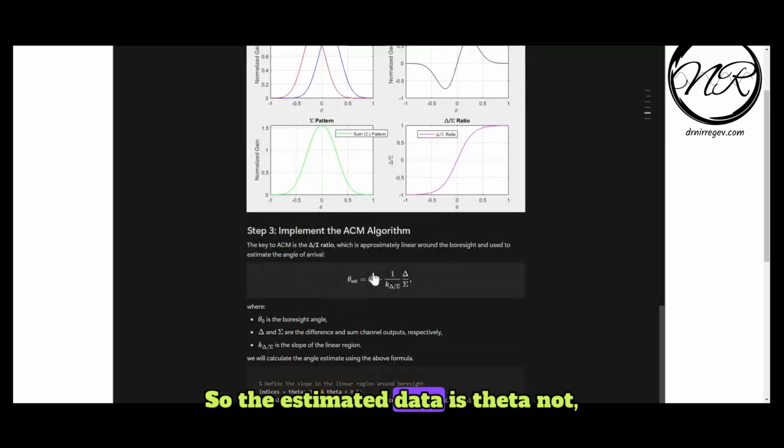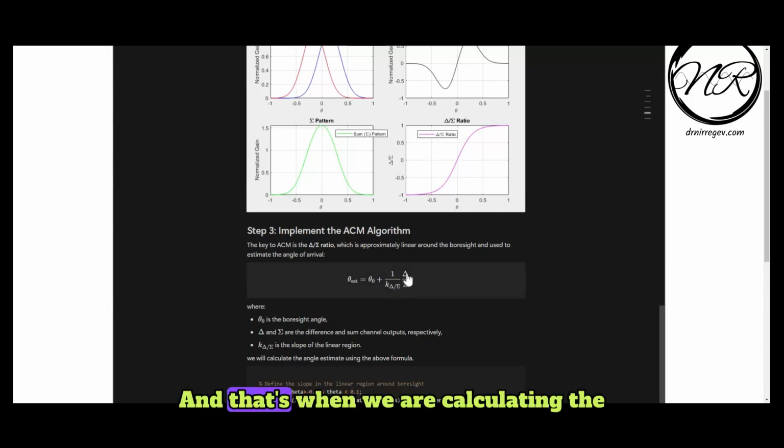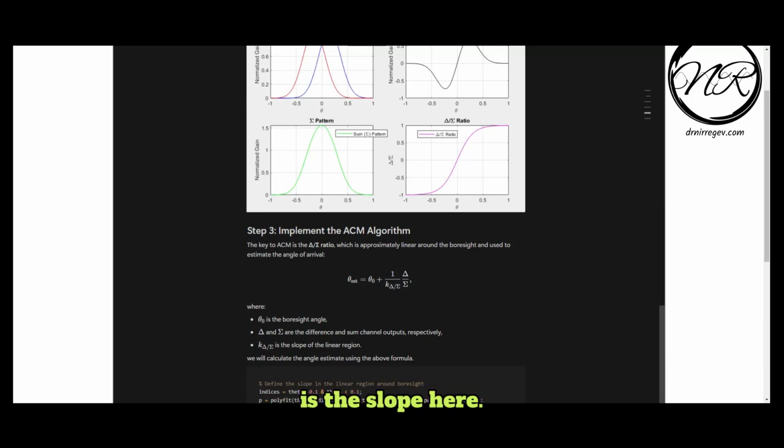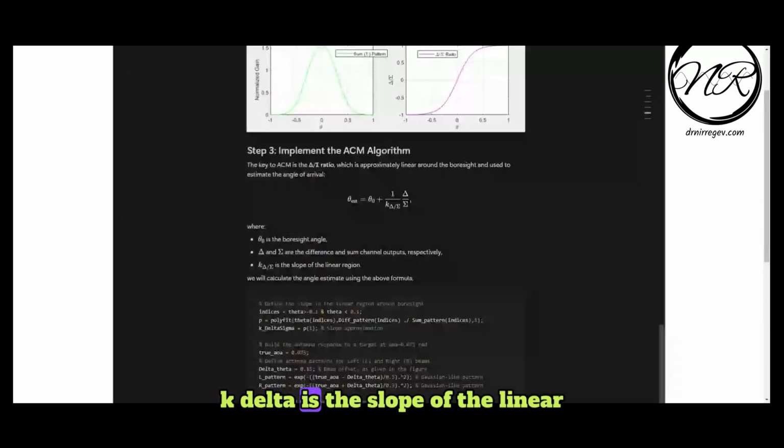So the estimated theta is theta naught, which is, let's say, boresight, for an example. And we are calculating the delta over sigma for the powers that we receive, and we're multiplying it by 1 over k, and k is the slope here. So that's basically giving us the theta angle here on this x-axis. That's why we multiply by 1 over, or divide by, k. k delta is the slope of the linear region.